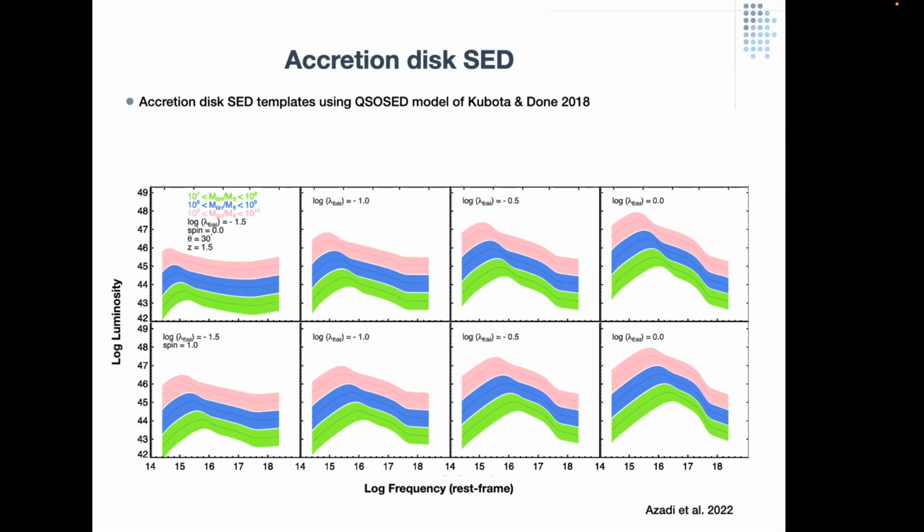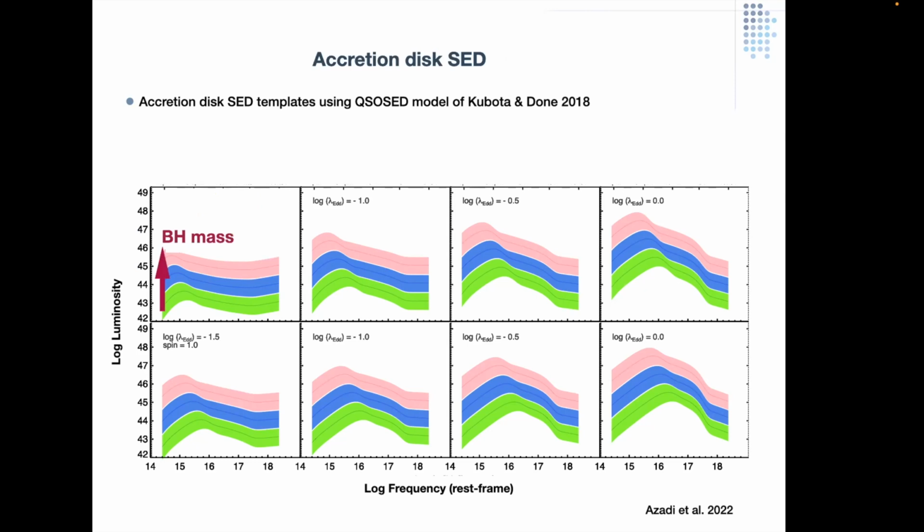To show how important the spin is in the shape and normalization of the accretion disk SED, here I show the accretion disk SED generated by the QSO-SED model of Kubota and Done 2018. I created these templates by varying black hole mass, Eddington ratio, and spin, and these parameters are for a quasar at redshift around 1.5 at 30 degrees.